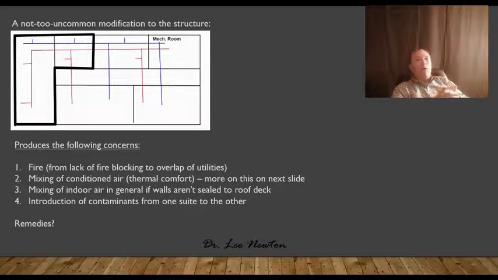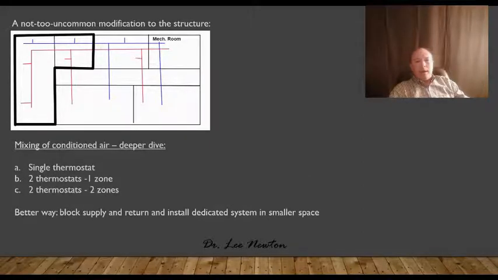That's item number four. If you have a beauty salon, you have fumes, VOCs, that simply go from suite A to suite B. Let's say you had a pot shop, same idea. Use your imagination. Not good. Next slide, I'm going to do a deeper dive on number two.